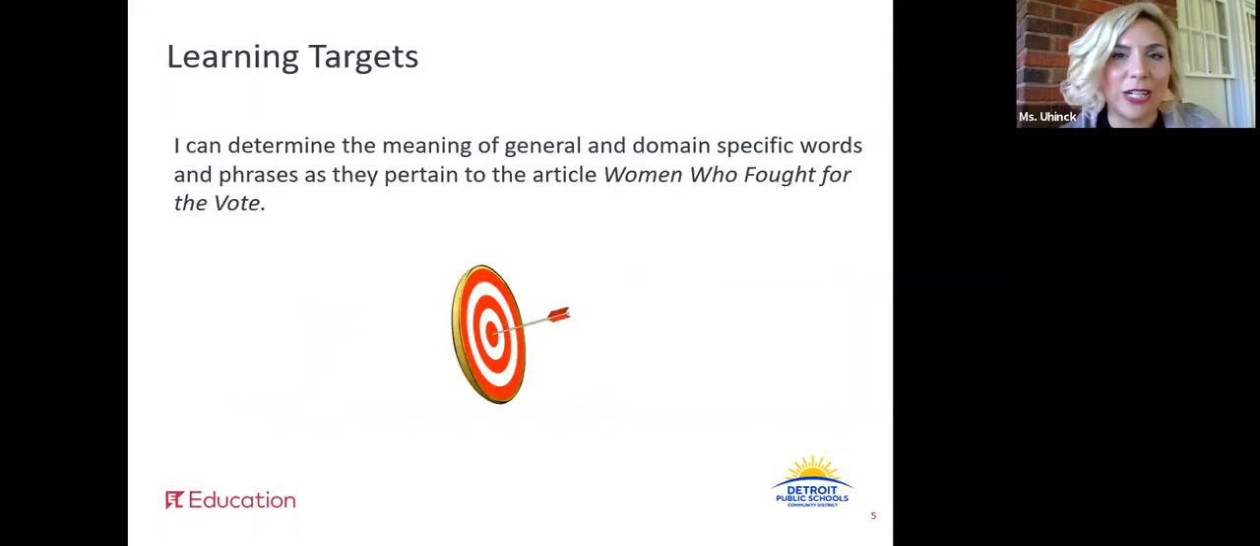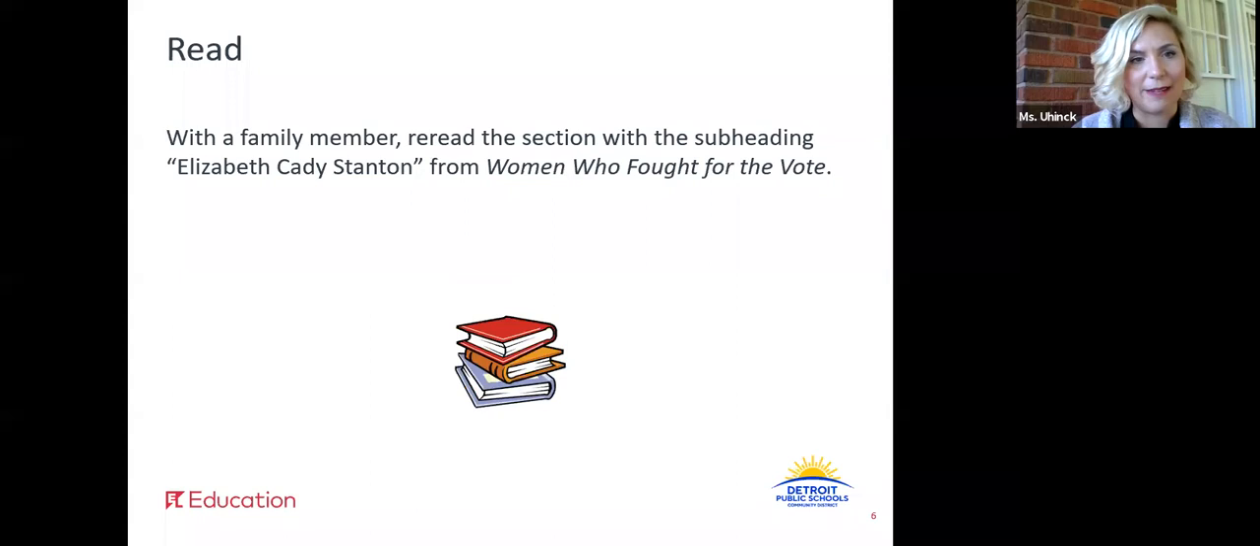Let's look at our learning target for today. I can determine the meaning of general and domain-specific words and phrases as they pertain to the article, Women Who Fought for the Vote. We're going to be finding unfamiliar words and phrases, and specifically today we're going to be using 3 strategies to do this. Can I use context clues? Can I look at an affix within an unfamiliar word to help me? Or can I look at the root word to help me? And if all else fails, you can also use a dictionary. Let's dive in so we can do more work around this learning target.